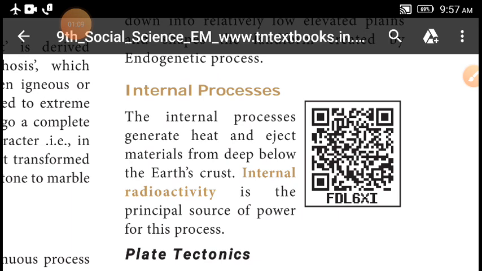Internal radioactivity is the principal source of power of this process. What is the main source for this internal process? Due to internal radioactivity, the main source for the internal process of the earth. The main reason for the internal process of the earth is internal radioactivity. So this is the information from the paragraph.